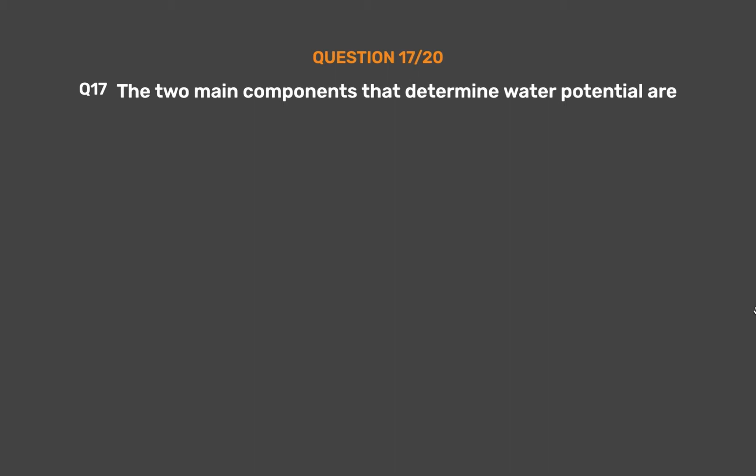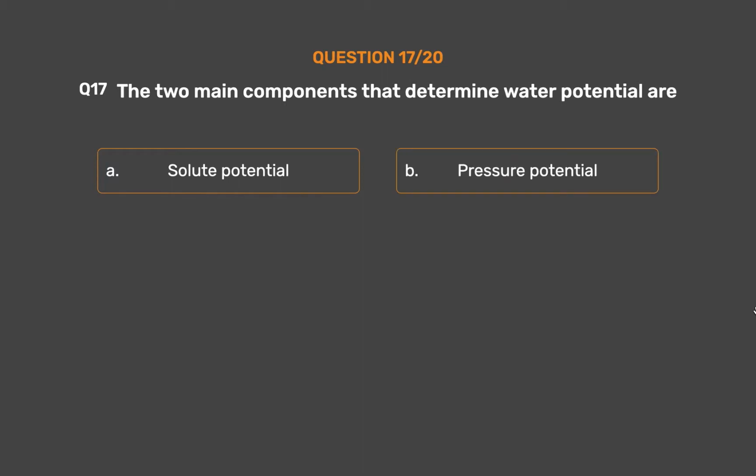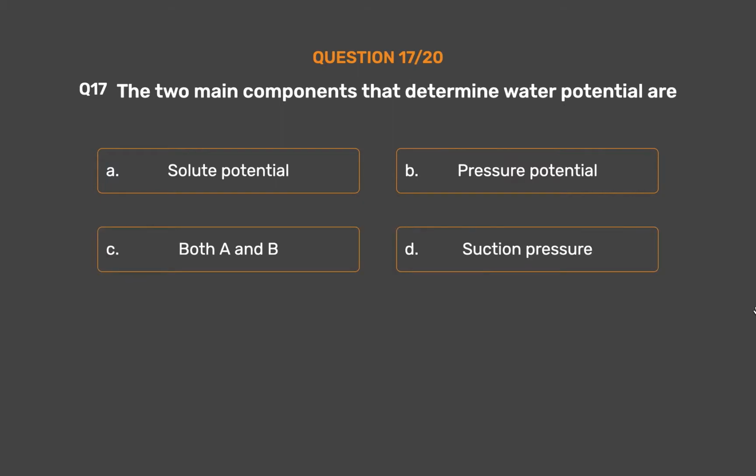Question number 17. The two main components that determine water potential are option A. Solute potential. Option B. Pressure potential. Option C. Both A and B. Option D. Suction pressure.